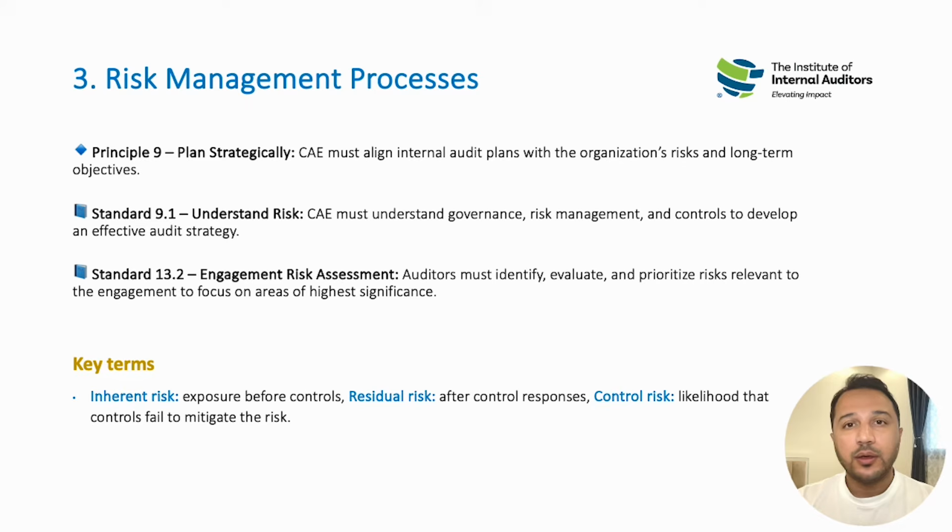Because as an internal auditor, we have limited resources, limited time, and we want to use our limited resources, time and skills in the most optimal manner to serve the company to achieve its objectives. Standard 9.1, understanding the risk, states the chief audit executive must understand the governance, risk management, and controls to develop an effective audit strategy. And Standard 13.2 states engagement risk assessment: auditors must identify, evaluate, and prioritize risks relevant to the engagement, focusing on areas of highest significance.